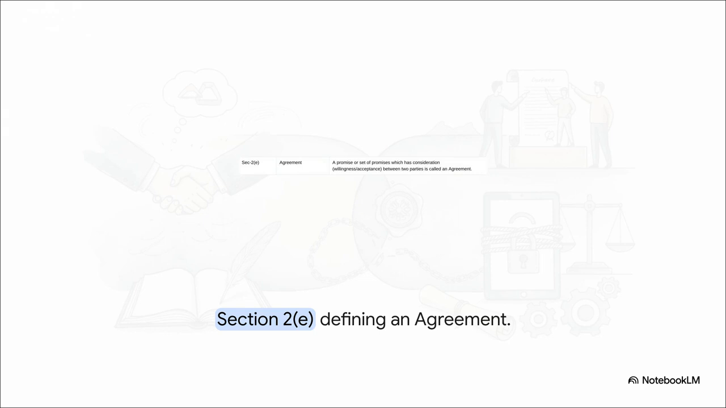Now, what's really interesting about this slide is that it shows this isn't just some legal theory. It is baked right into the law. Take a look at Section 2E of the Indian Contract Act. It spells it out clearly. An agreement absolutely requires this consideration, meaning that willingness and acceptance between the two parties. A promise or set of promises forming the consideration for each other is an agreement. That's our very first stepping stone. You absolutely cannot have a contract if you haven't first nailed down this basic mutual exchange.